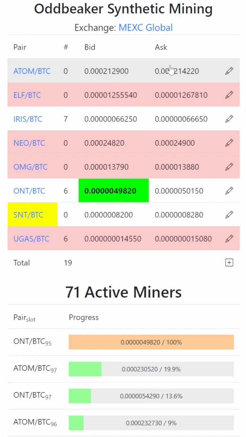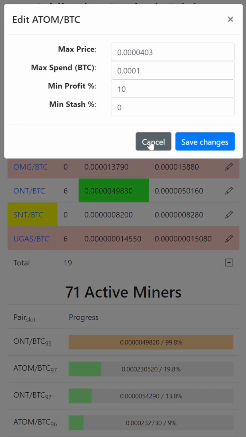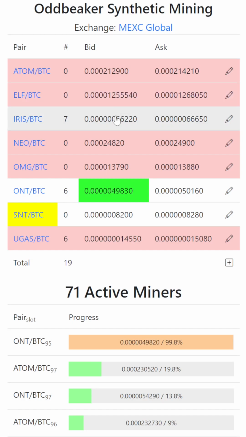And then you have the bid and ask of that crypto pair as reported by, in this case, MEXC Global. And then there's the pencil icon, which we covered in the previous video, that lets you edit the crypto pair. Okay, so that's the pair list.